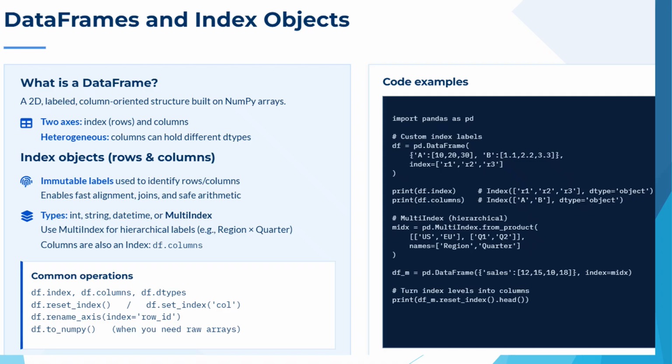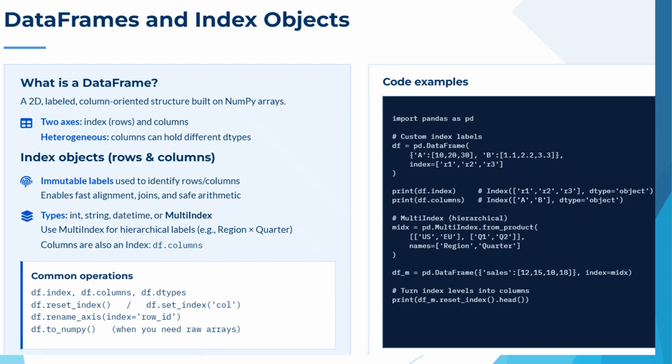What is a data frame? A data frame is a two-dimensional, labeled, column-oriented data structure in pandas that is built on top of NumPy arrays, making it both flexible and efficient for handling structured data.